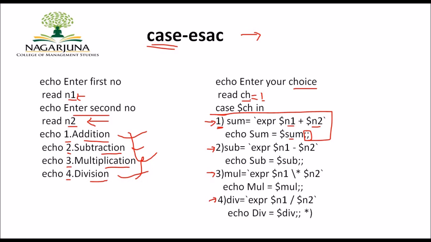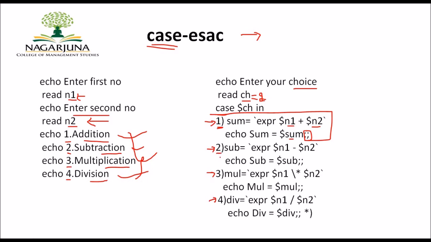Now let me say that I have taken my choice as 2. This time the choice is 2. So your choice is matched with 1. 2 and 1 are not one and the same. Then it goes to the next part, that is 2. Yes, my choice 2 and this label 2 are one and the same.